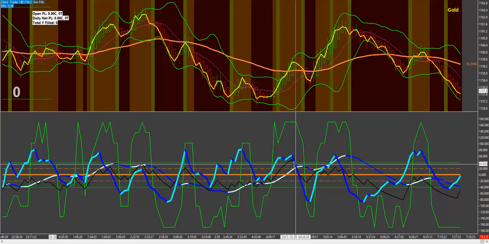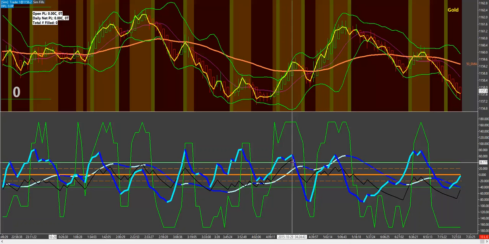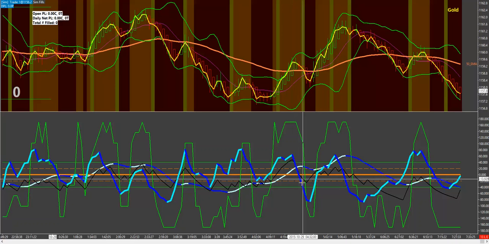And we stay in there for the long until right here when the blue MACD heads back down into the mids. And as you notice, once the blue MACD and the volume gang up together, you better just plain exit. Get out. Take your profit.